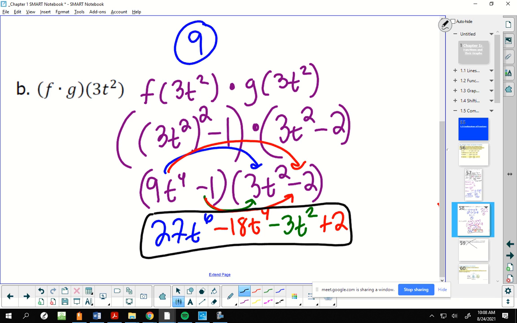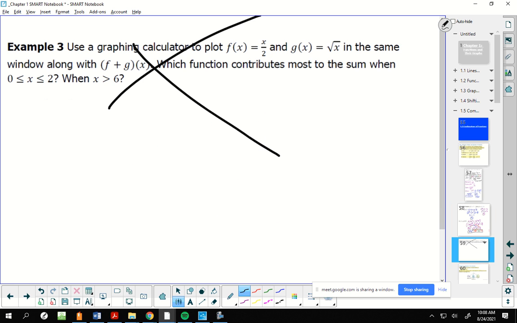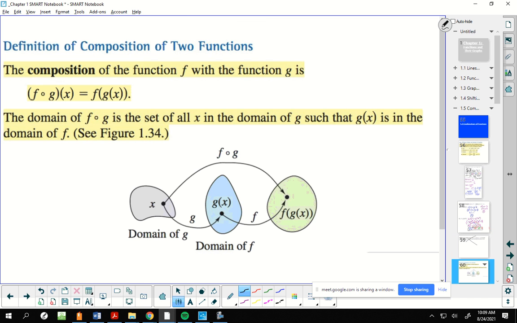So again, if you wanted to multiply f times g first and then plug in 3t squared, you could, but it ends up being more work usually. We're going to skip this question. I just don't think it's really that important. All right, composition of functions.